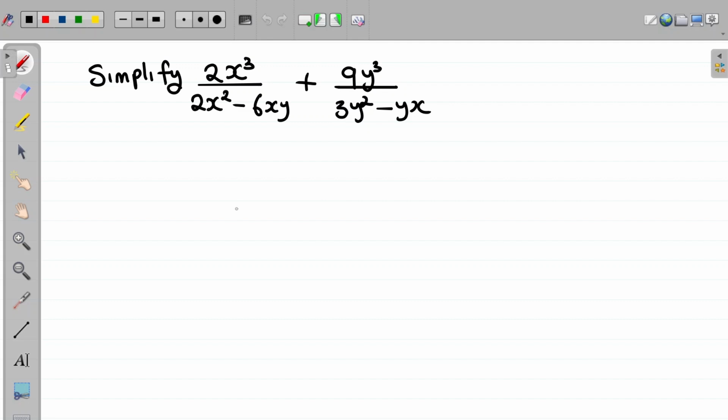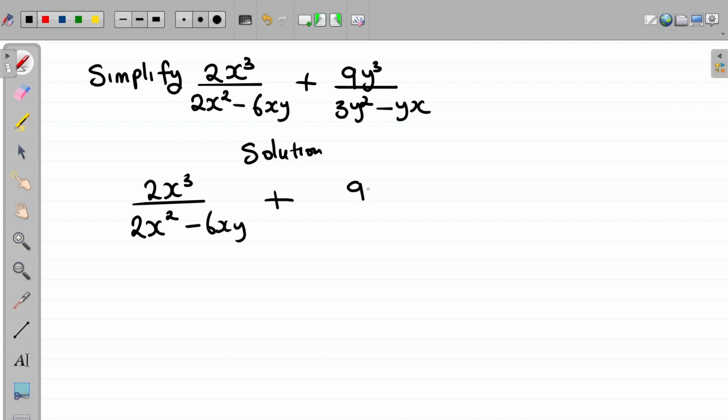So now we are given to simplify 2x cubed divided by 2x squared minus 6xy plus 9y cubed divided by 3y squared minus yx. So our expression is 2x cubed divided by 2x squared minus 6xy plus 9y cubed divided by 3y squared minus yx.